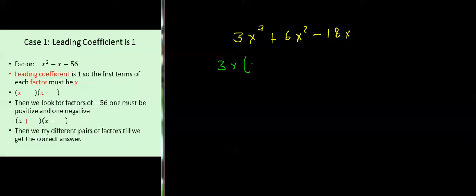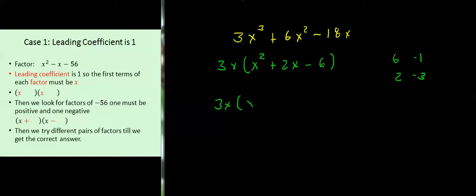I then do my reverse multiplication. 3 times what is 3? 1. 3 times what is 6? 2. And I need an x. 3 times what is 18? 6. And I don't need any more x's. My factors of 6 are 6 and 1 and 2 and 3. Because this is a negative, one has to be negative and one has to be positive. And then I try to factor it.